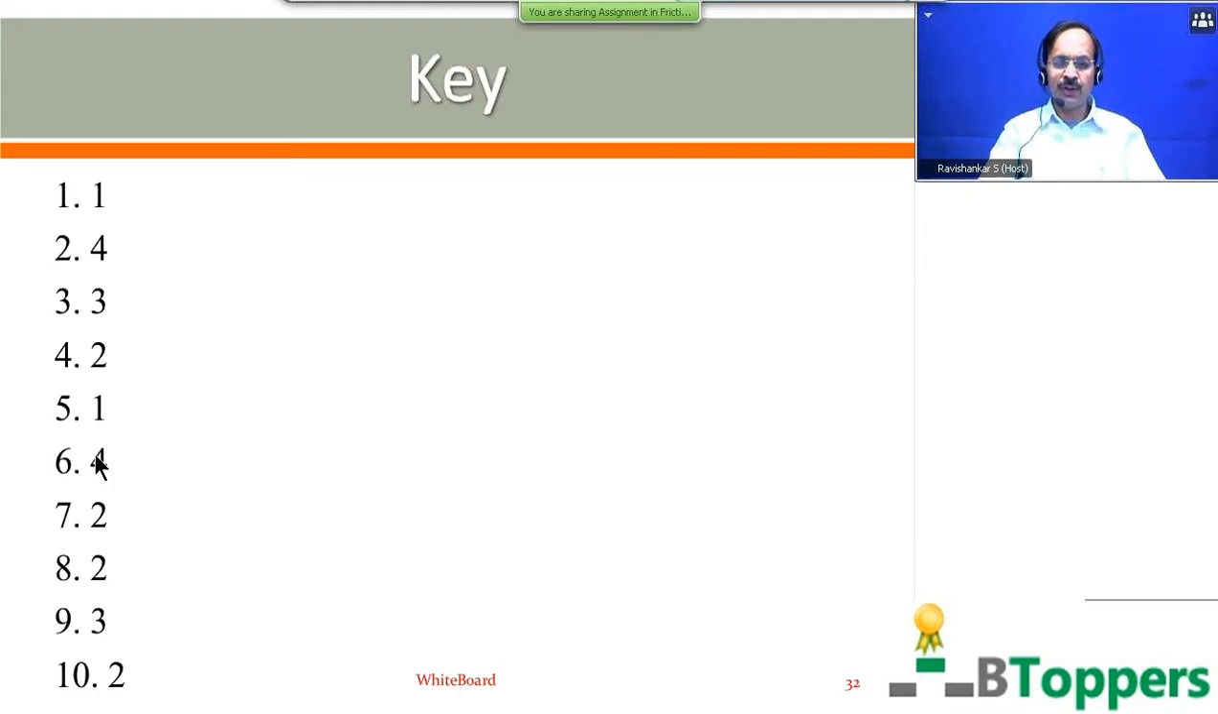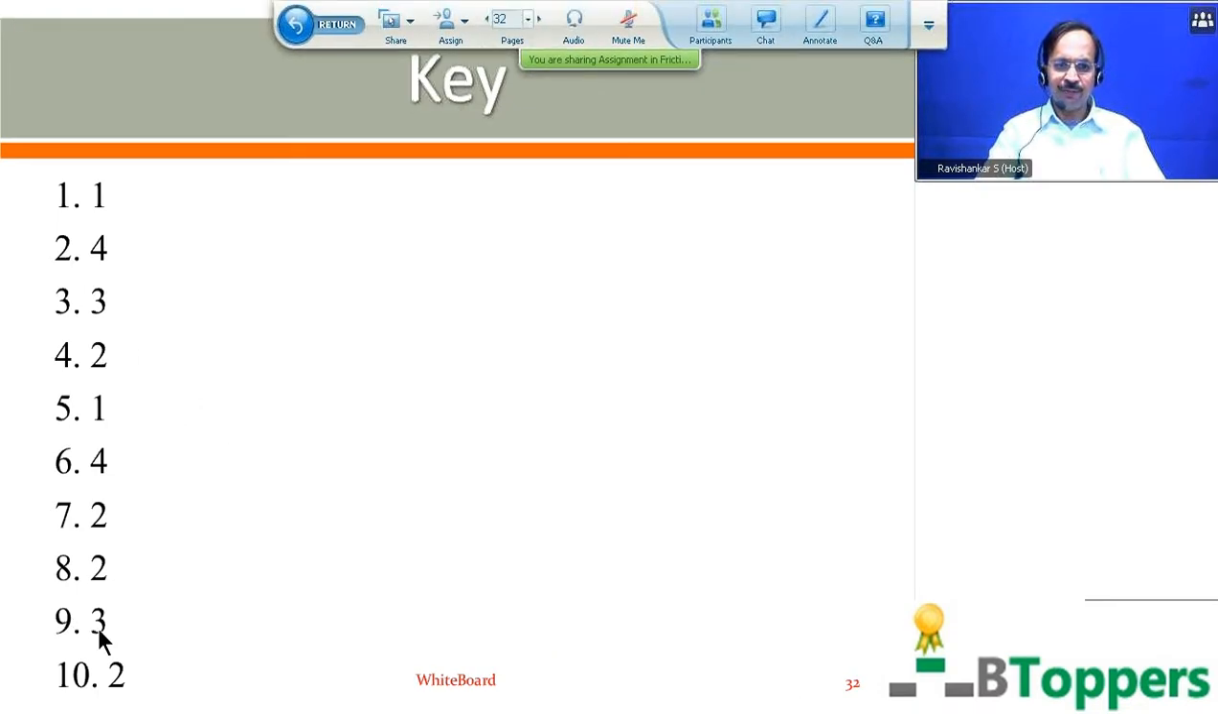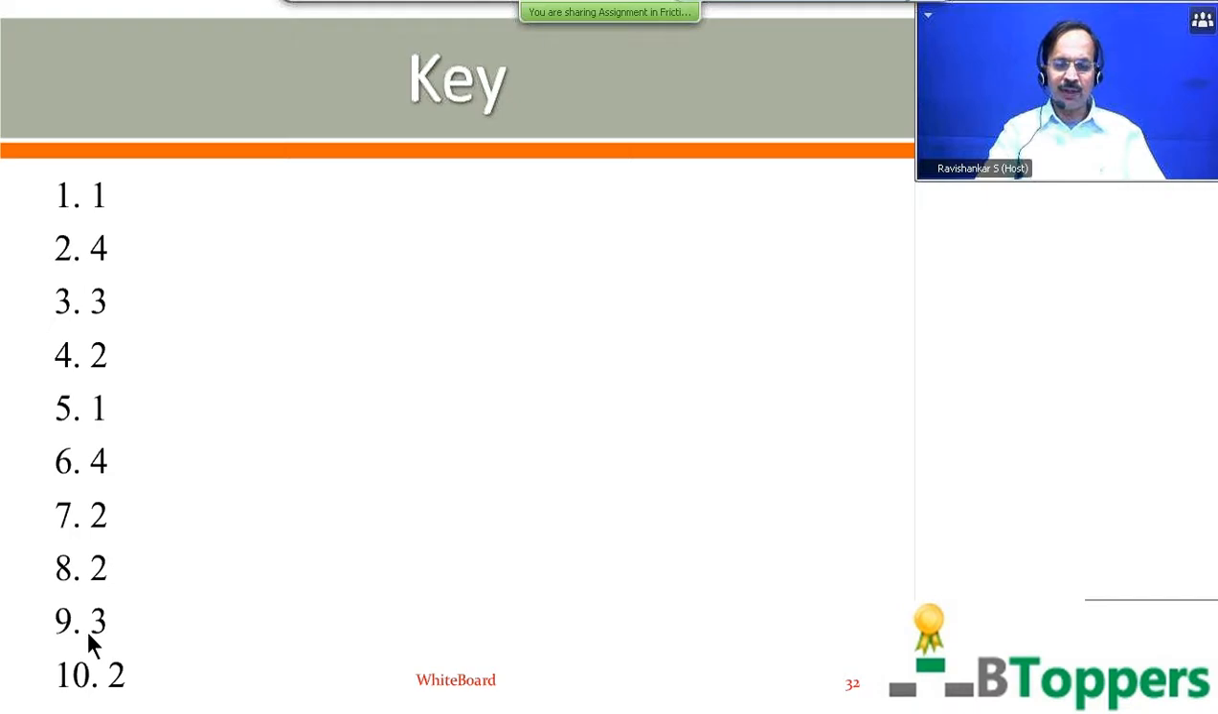For question number 6, fourth option is the answer. For question number 7, second option is answer. For question number 8, second option is answer. For question number 9, third option is answer. For question number 10, second option is the answer. Come on, check your answers. Wherever you have gone wrong, mark the correct answer. Next, I am going to show you the questions numbering from 11 onwards.